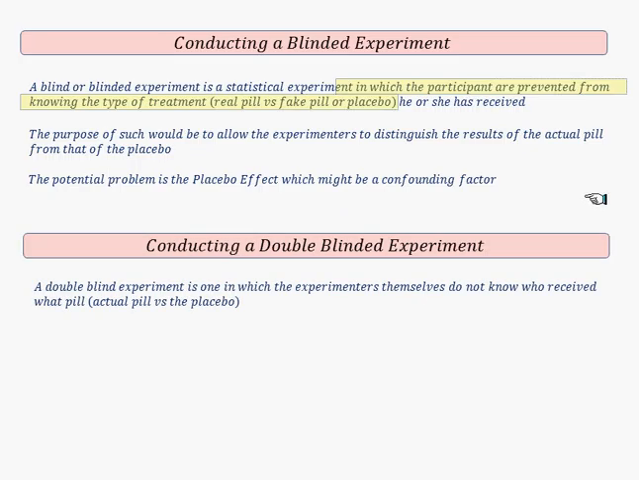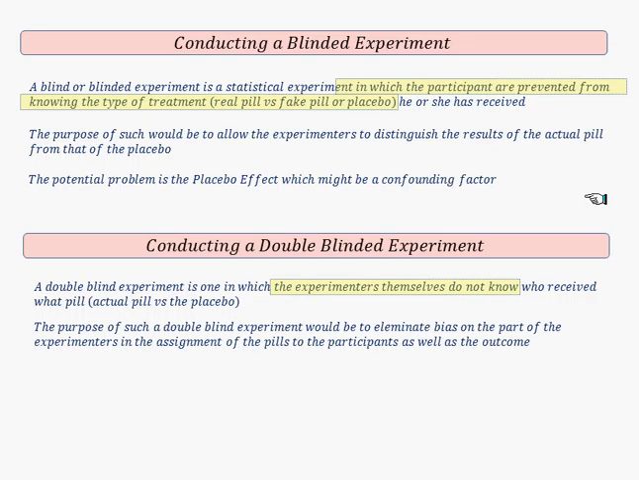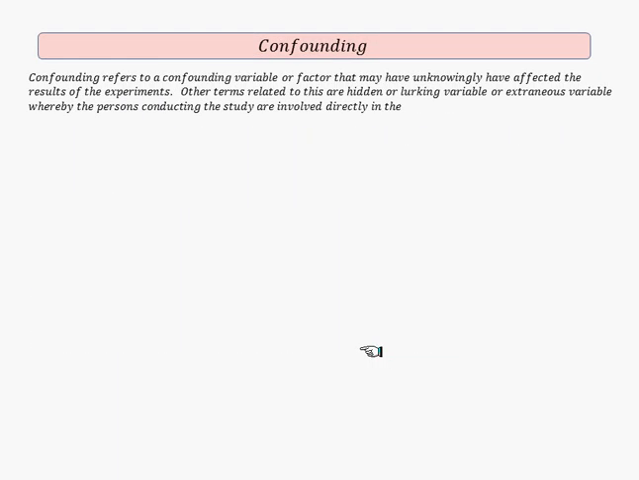And a double-blind experiment is one in which the experimenters themselves don't know who received what pill. And this, of course, is to eliminate bias on the part of the experimenters in assigning the pills to the participants involved. Confounding refers to the notion that some factors may unknowingly have affected the results of the experiment.